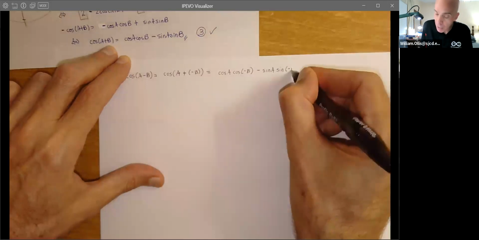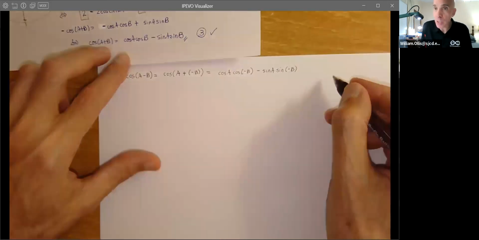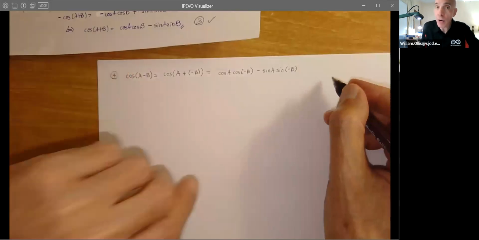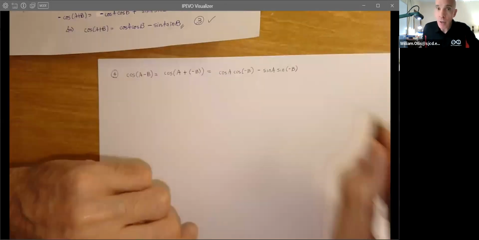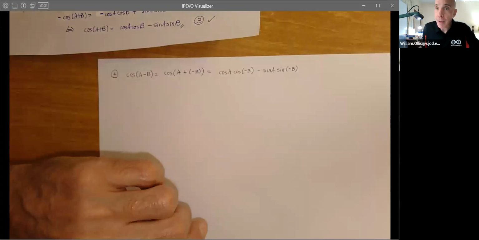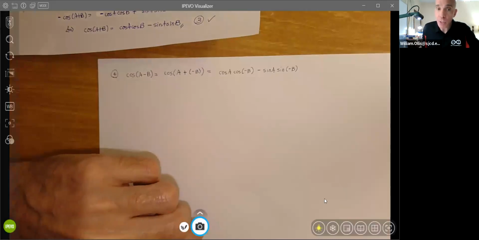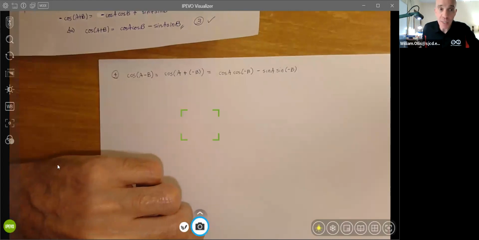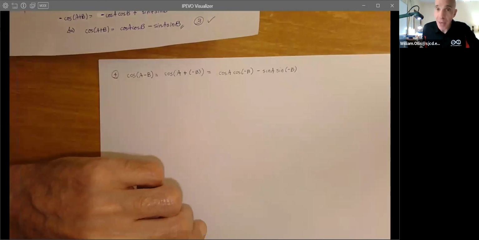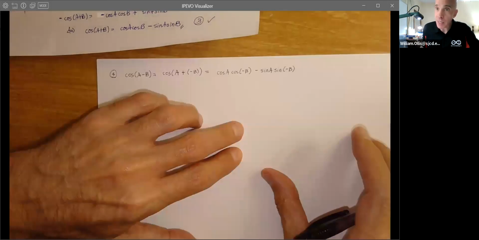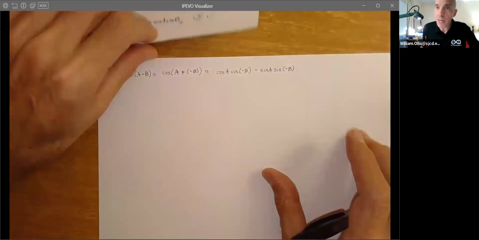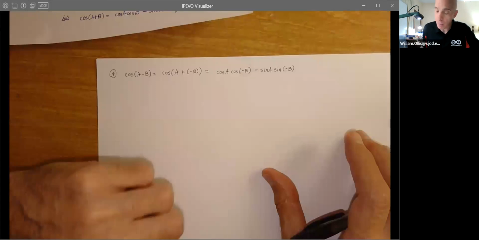Now, I've been really big on the even and odd with the inverse trig and all the trig functions, because these concepts are critical. Lack of understanding of even and odd when it comes to trigonometry is destructive. So that's why we spend a lot of time with this. We cannot avoid even and odd when it comes to trigonometry.